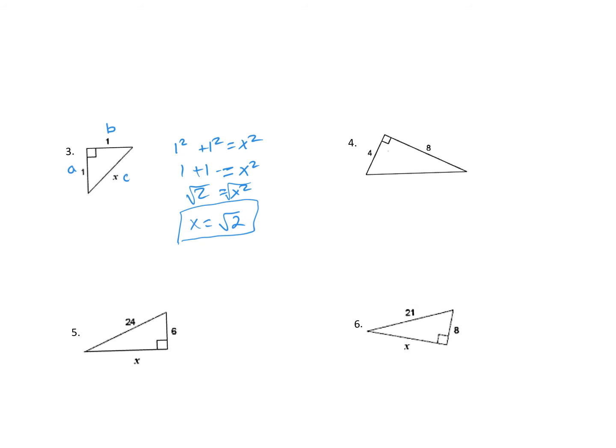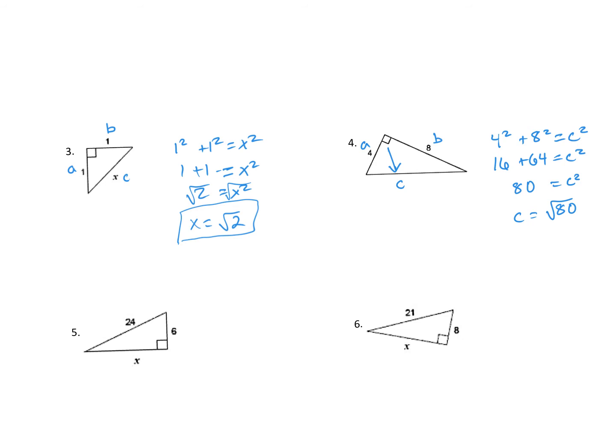Okay, my hypotenuse is opposite, so I'm going to call that c. I'm going to call this A, B. So 4 squared plus 8 squared equals c squared. This is 16 plus 64 equals c squared. 16 plus 64 is 80 equals c squared. So then c equals the square root of 80.